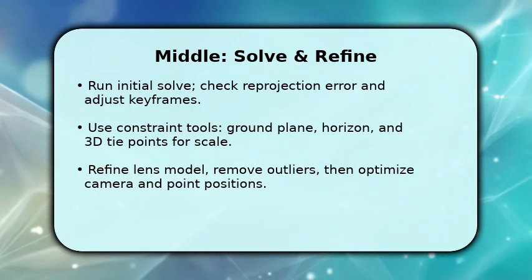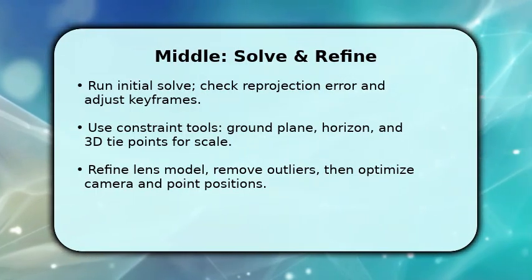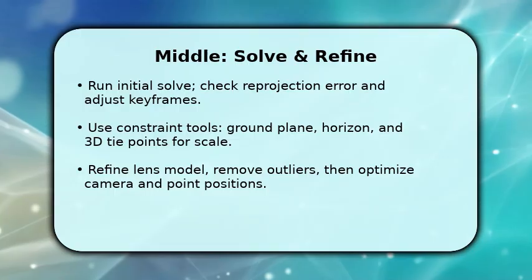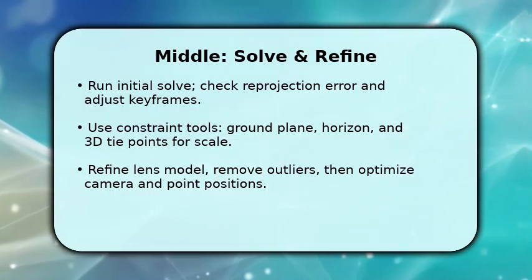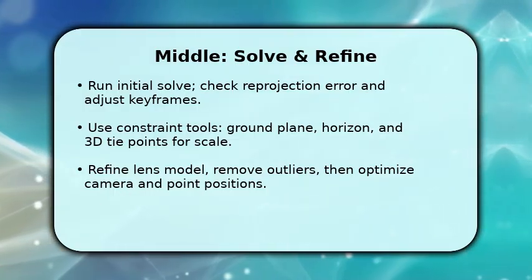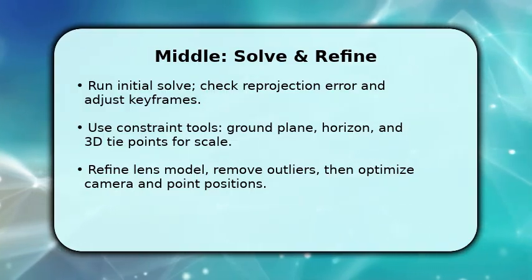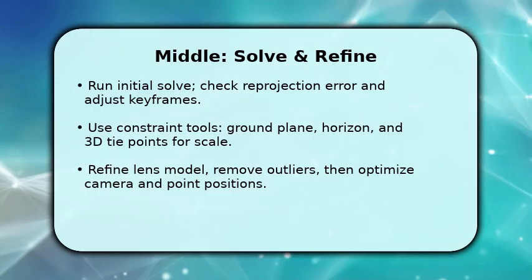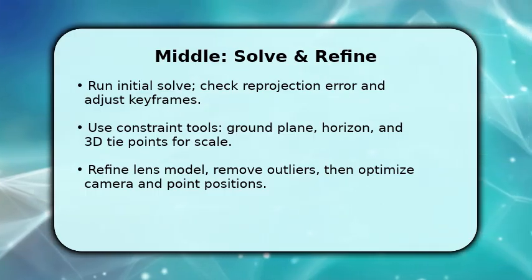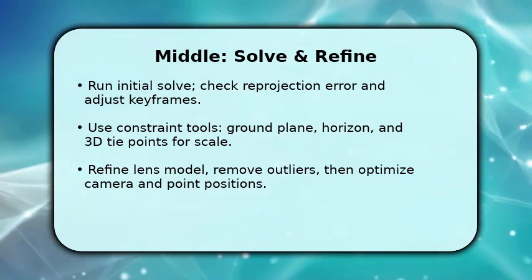You run the solver to get a first estimate of camera motion. Look at reprojection error and distribution immediately because averages hide bad points. If necessary, set keyframes to anchor the solve and add a ground plane or horizon constraint to establish orientation and scale. Once the solve stabilizes, remove outlier tracks and refine the lens model.